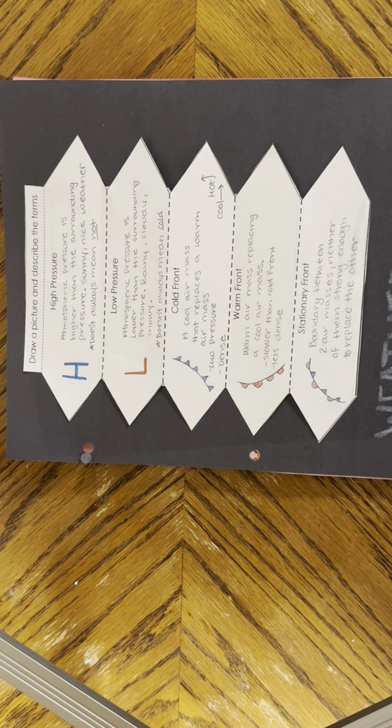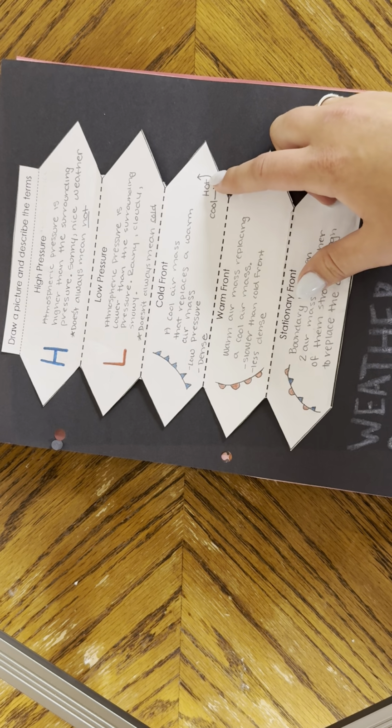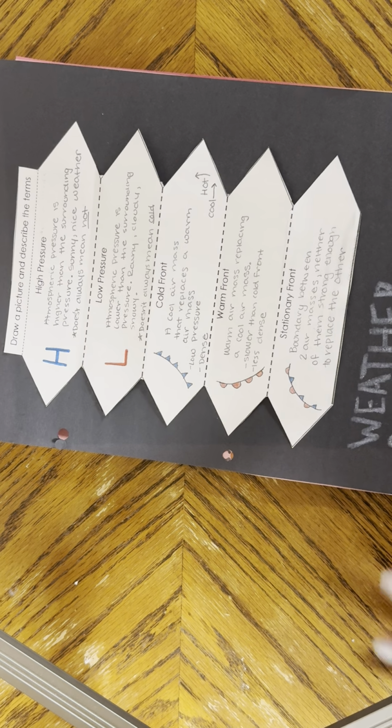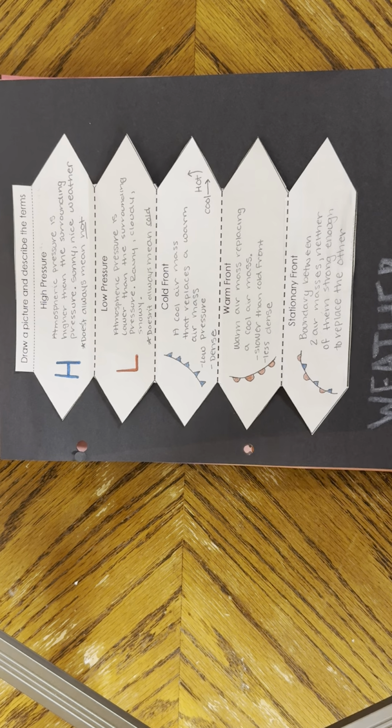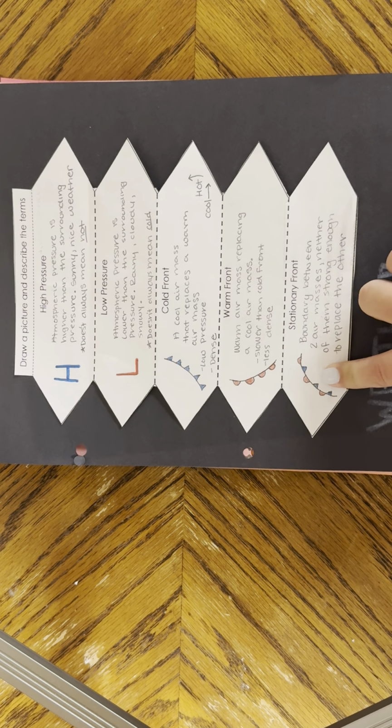For the cold front, it is a cool air mass that replaces a warm air mass. It is low pressure and very dense, and I drew a little model here that the cool air will go underneath the hot air, and the hot air will be pushed up. And then for the warm front, warm air masses replace a cool air mass, and it's slower than a cold front and less dense. A stationary front is a boundary between two air masses, neither of them strong enough to replace the other. That's why one shape is on one side and one shape is on the other side.